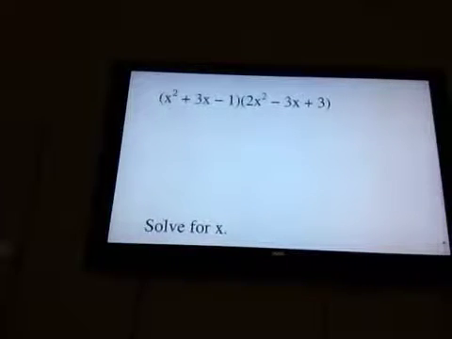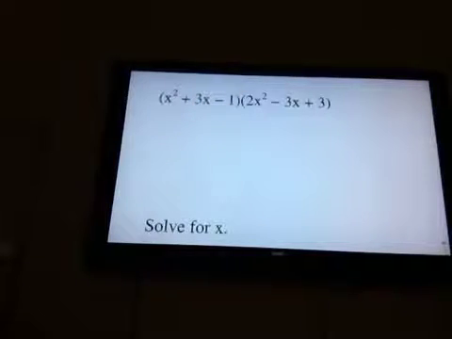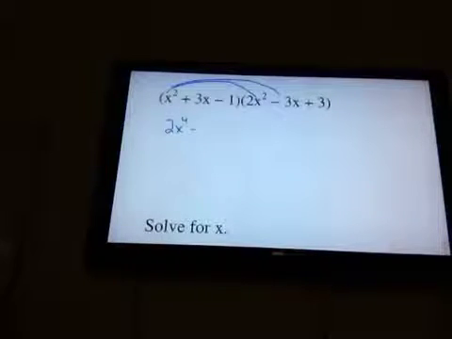Okay, and this last multiplying one, a 3-term times a 3-term. Again, just be organized. Figure out which method you want to do that in. I'm going to go my x squared times everything, my 3x times everything, my negative 1 times everything. So x squared times 2x squared is 2x to the 4th. X squared times negative 3x, negative 3x to the 3rd. X squared times 3, 3x squared.